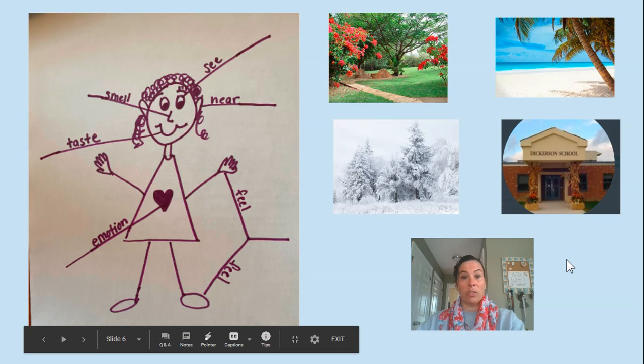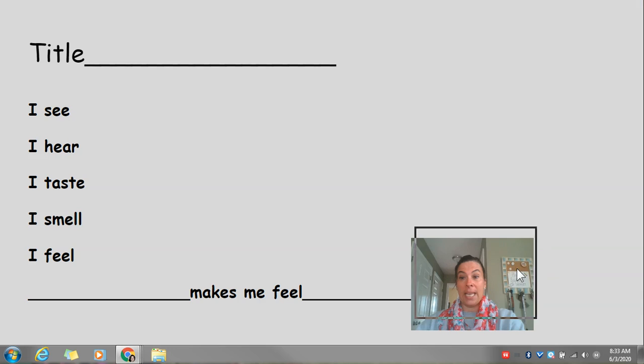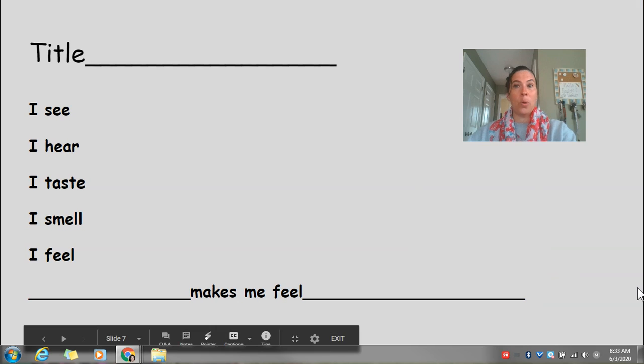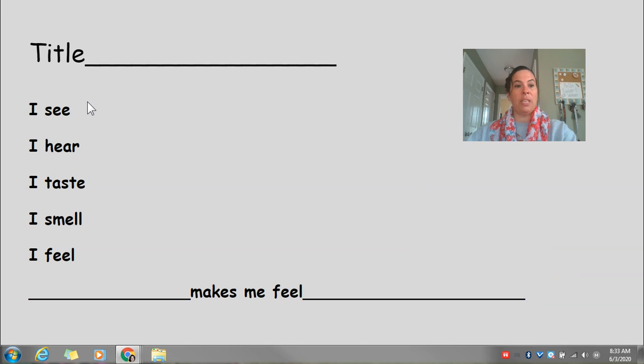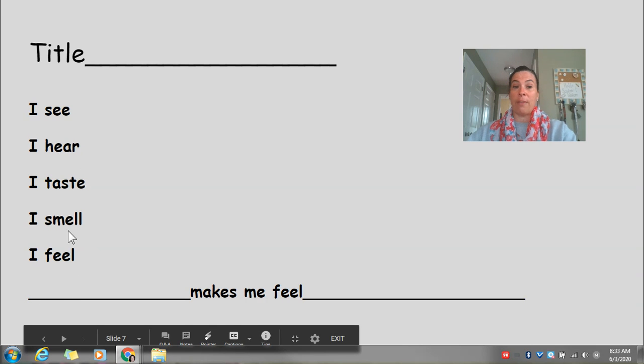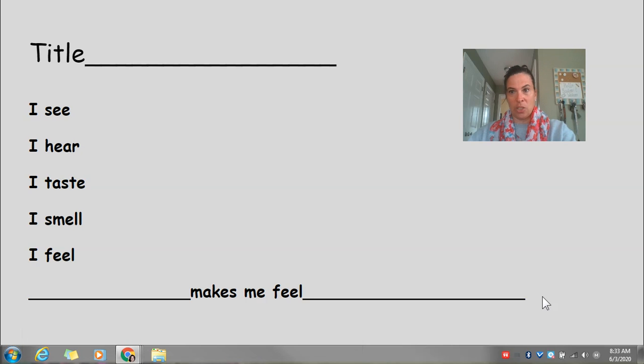Now, readers and writers, if you want to challenge yourselves, you can take your sensory person and put it into a poem. At the top, write the title, and I've given you the sentence starters for the five senses, and then this is the sentence starter for the emotion. Again, this is just a challenge. If you just fill in the sensory person, that is great.